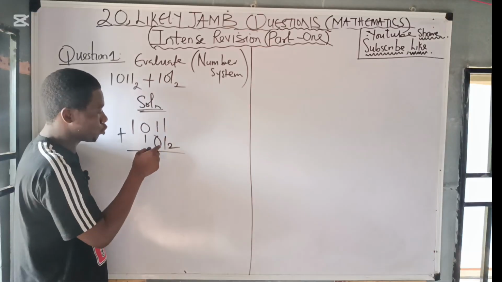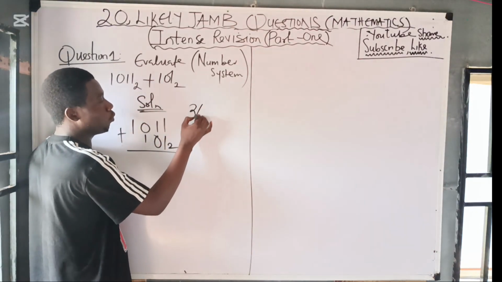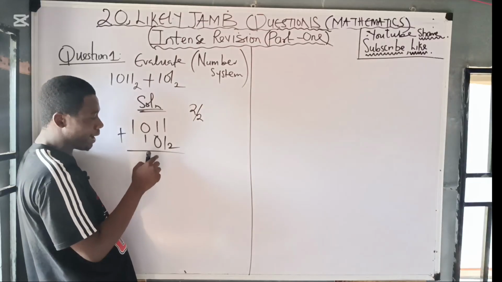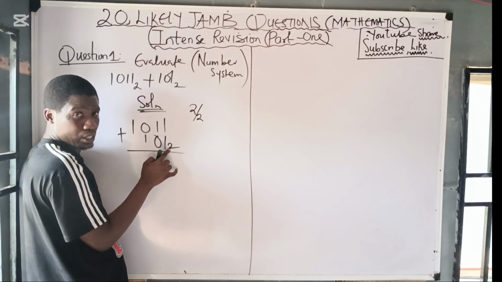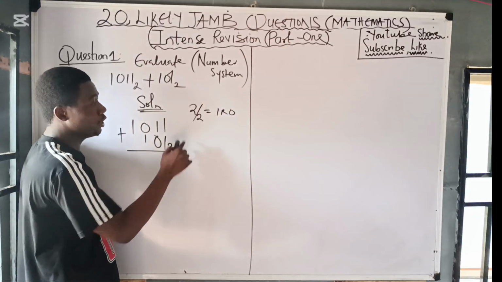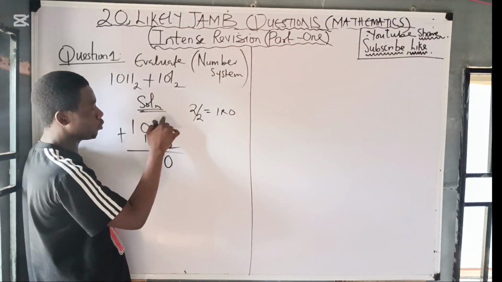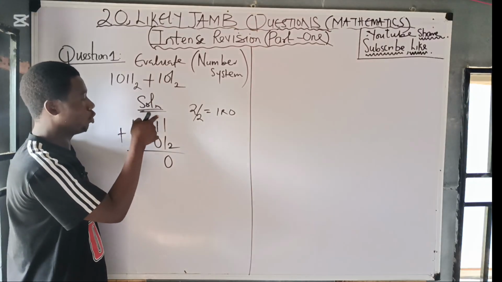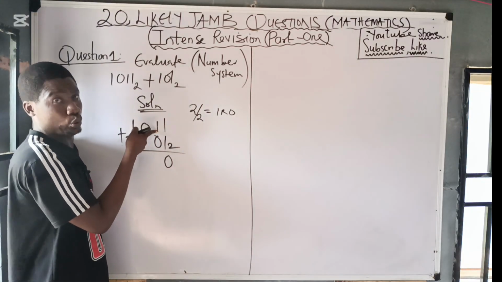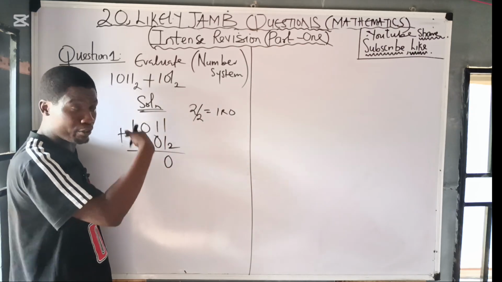So if I have 1 plus 1, I have 2. What I'll simply do is 2 over 2. That means I'm dividing my answer by the base. So that will give us 1 remainder 0. The remainder is what we write down. Then we'll take the 1 over here. So 1 plus 1 now is 2, plus 0 is 2. If you do the same thing, you have 1 remainder 0.